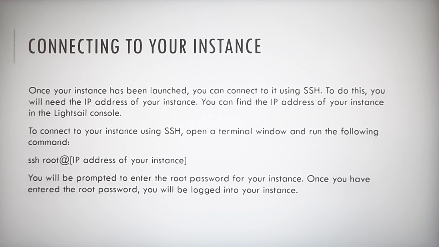Connecting to your instance. Once your instance has been launched, you can connect to it using SSH. To do this, you will need the IP address of your instance. You can find the IP address of your instance in the Lightsail console. To connect to your instance using SSH, open a terminal window and run the following command: ssh root@ followed by the address of your instance. You will be prompted to enter the root password for the instance. Once you have entered the root password, you will be logged in to your instance.